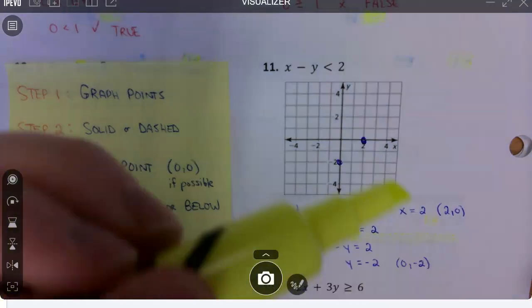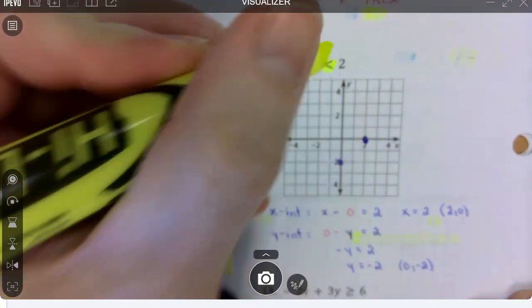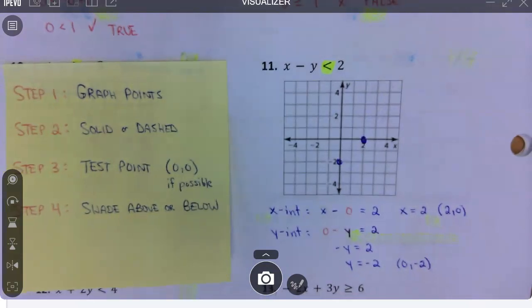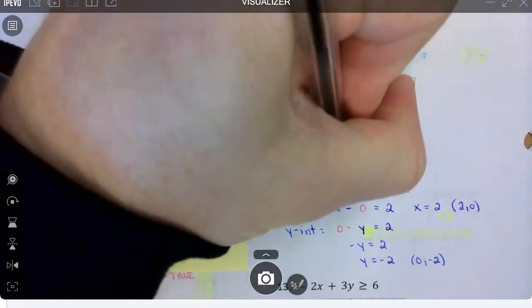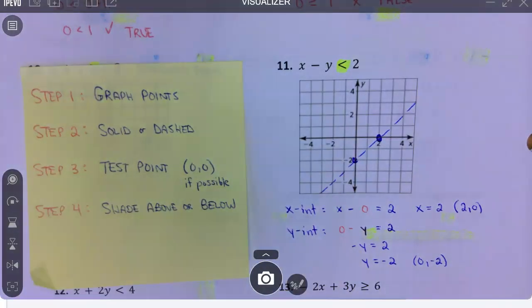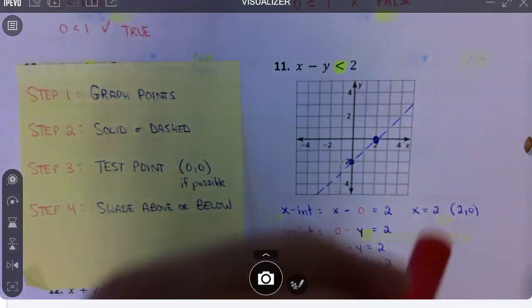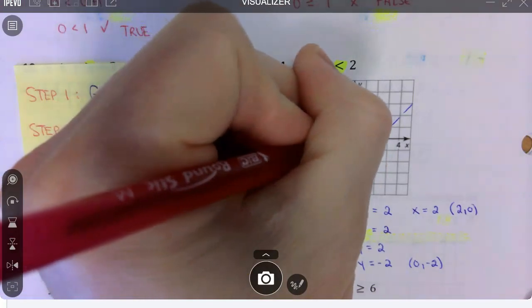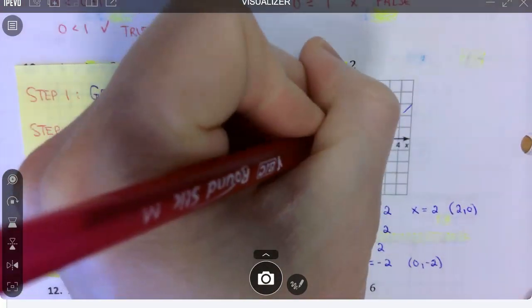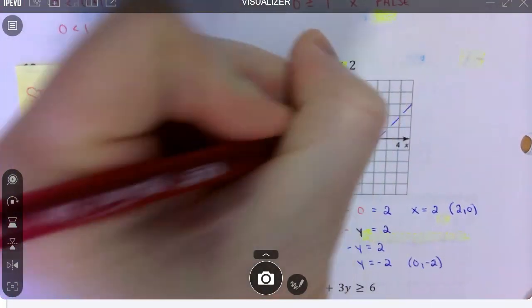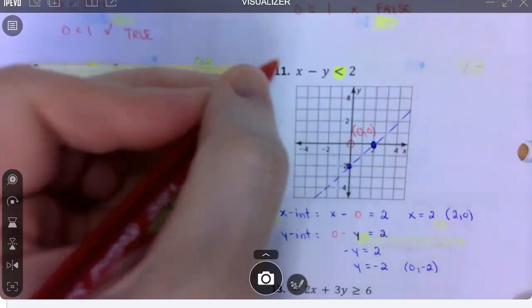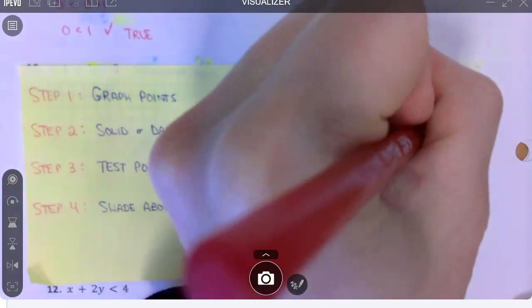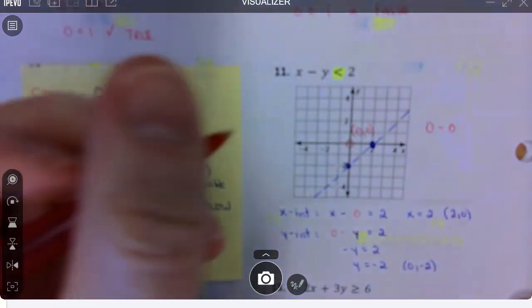Based on our original inequality, which was only less than, there was no equal to part, that means it's going to be a dashed line between these 2 points, or that goes through these 2 points. And now I'm going to test, again, 0, 0. And you can see on almost every graph that we do for these, we can test 0, 0, which makes our lives easier. So we plug in 0, 0 into the original inequality. So I make the x 0, I make the y 0, and is it less than 2?